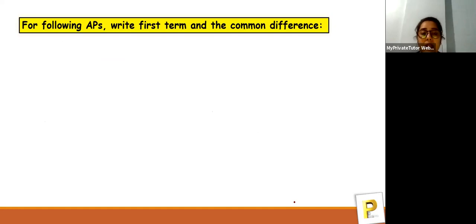Before that, let's first find the first term and the common difference of some questions, so that you can move towards the actual question of finding the nth term. So this is the question: 3, 1, minus 1, minus 3. Come on, you guys tell me, what is the first term and what is the common difference of these numbers? What is the first term over here?